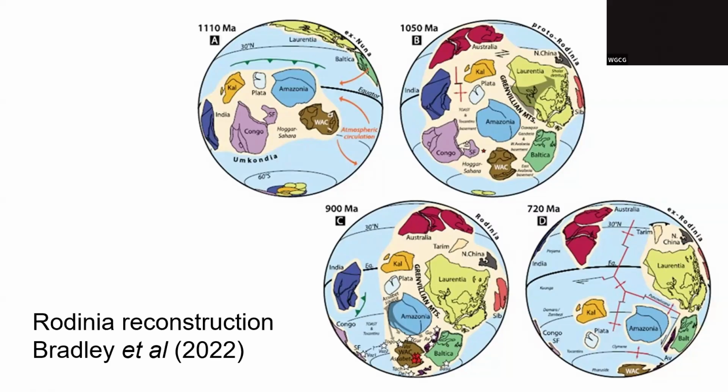There was another one called Rodinia that incorporated bits of Gondwana and so on. That all broke up about 700.